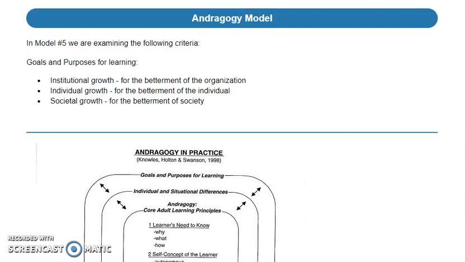As usual, we'll start with the andragogy model, and for this week we're looking at those three goals and purposes for learning: institutional growth, individual growth, and societal growth. Depending on which one we're using or what the purpose is, it will influence what type of implementation strategy we use and how we go about actually implementing our curriculum. So let's go ahead and talk a little bit about implementation.